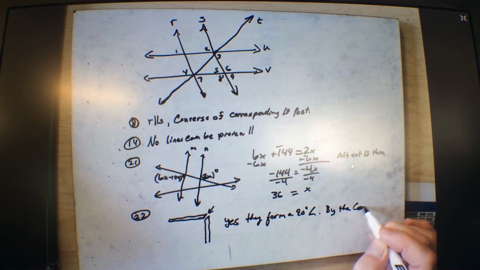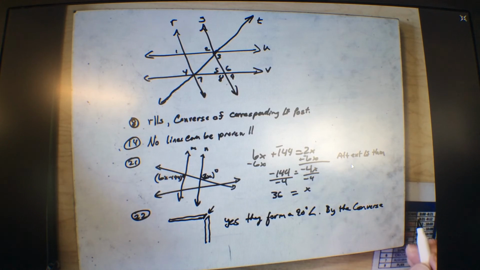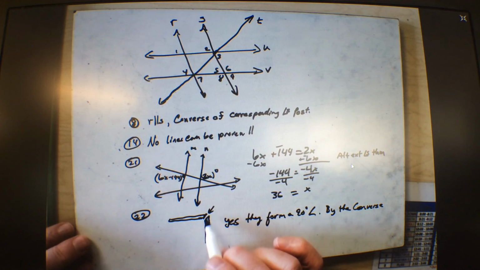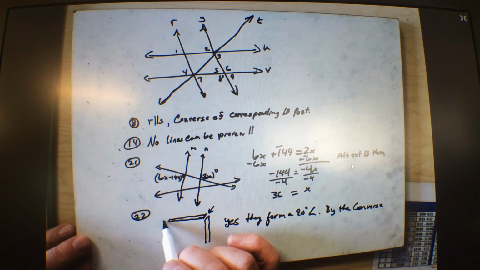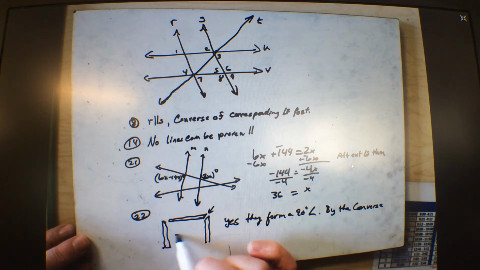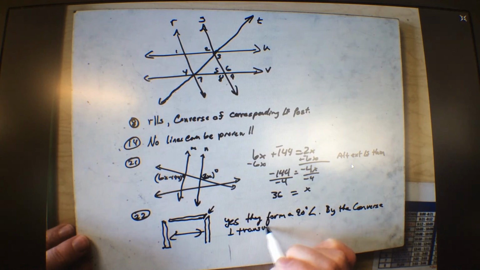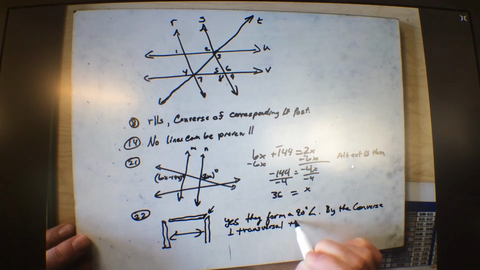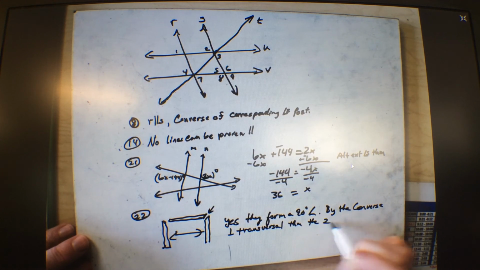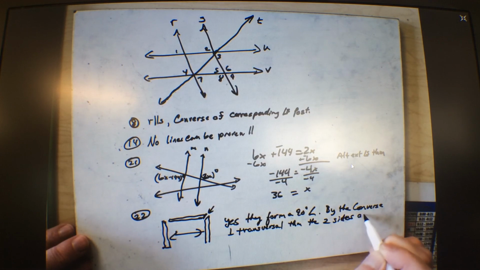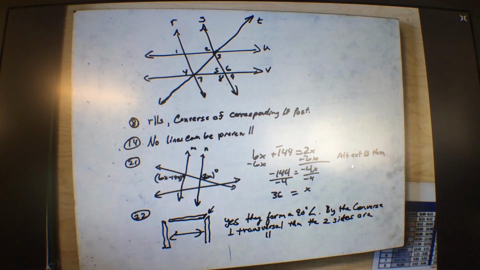You remember what it said? It says, in a plane, if two lines are perpendicular to the same line, then they are parallel. That's right, they're perpendicular to the same line, so these two sides are parallel, right? If you look like that, those two sides are parallel, aren't they? So by the converse of the perpendicular transversal theorem, the two sides are parallel. All right? Do you have questions?